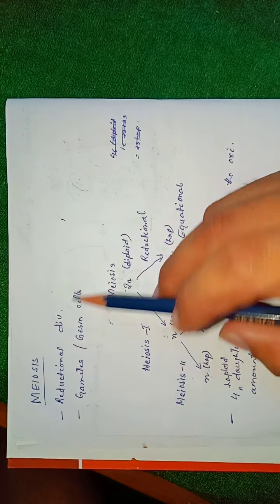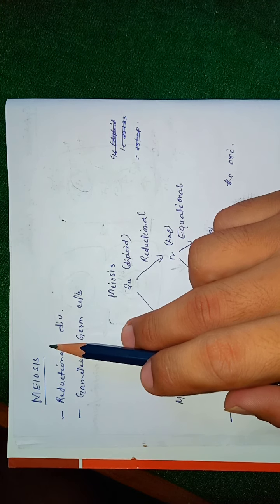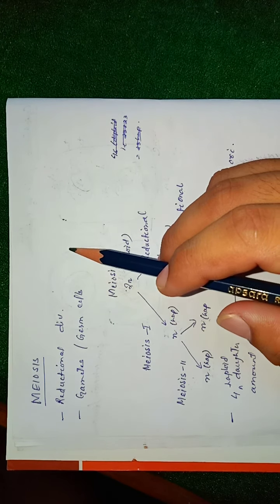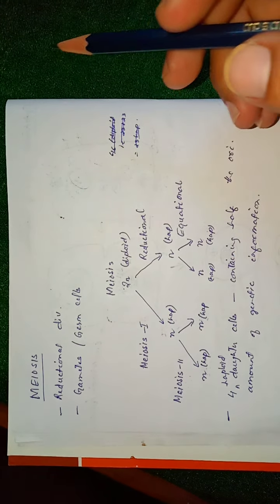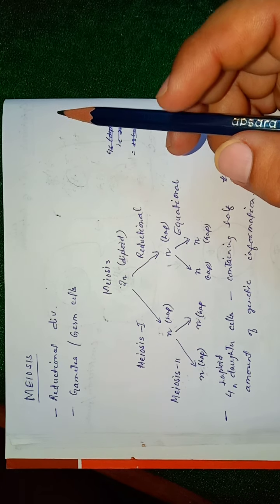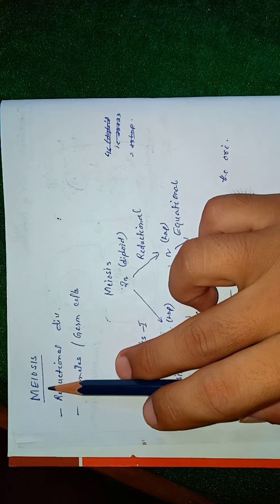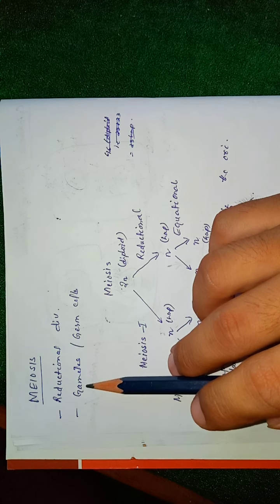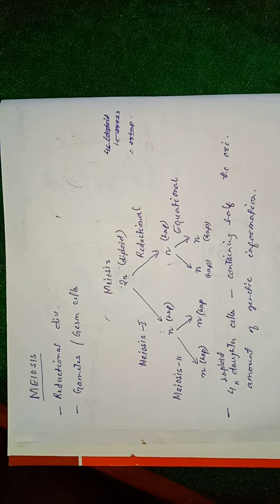Hello, let's discuss the topic meiosis. Meiosis is a type of cell division in which the chromosome number of the resulting offspring is reduced to half as compared to that of the parent. Therefore, meiosis is also called reductional division, and it occurs in the gametes or germ cells.